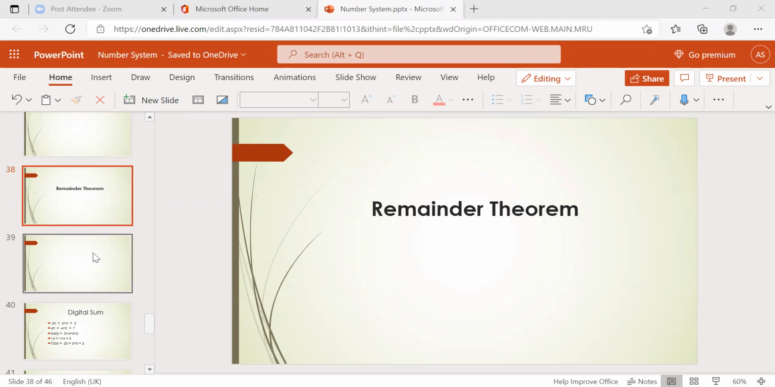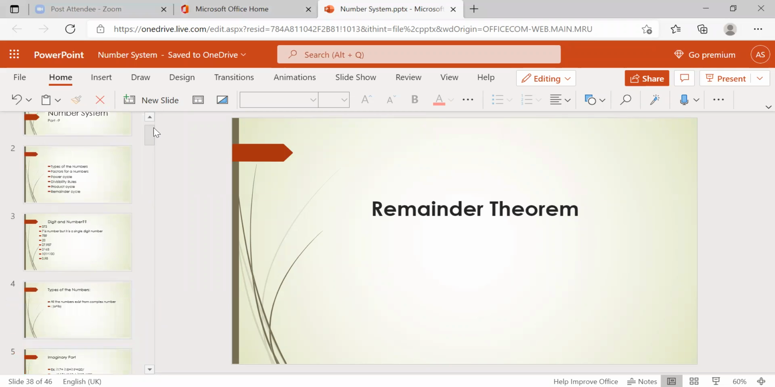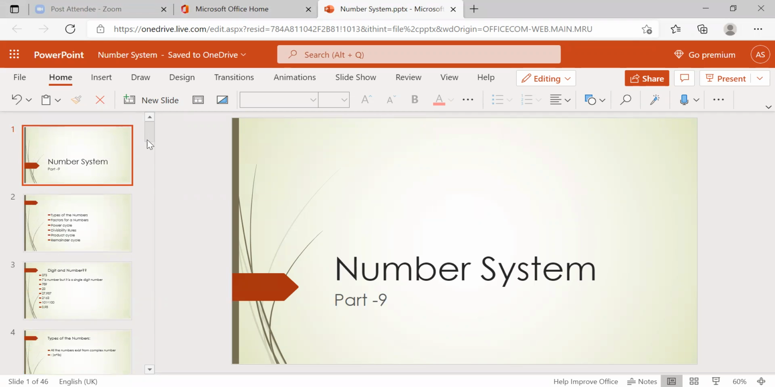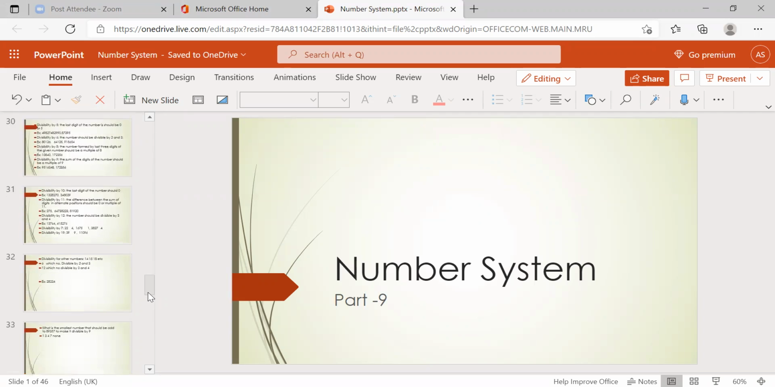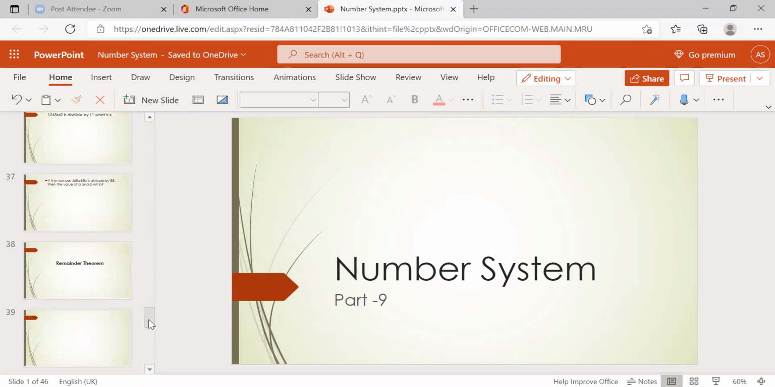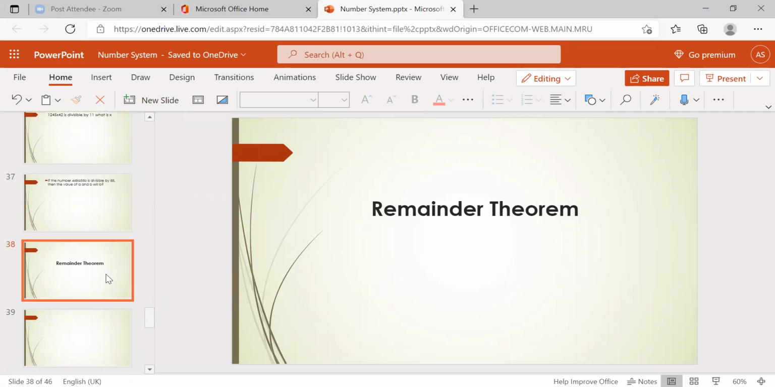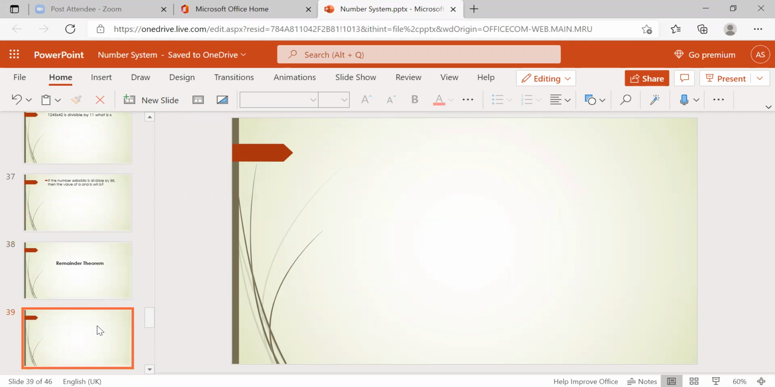Today we are going to discuss number systems part 9. That's a continuation of the remainder theorem actually. We already discussed the remainder theorem last class, right? So what's the remainder theorem? We get a positive remainder and a negative remainder. A brief recap of that first of all.